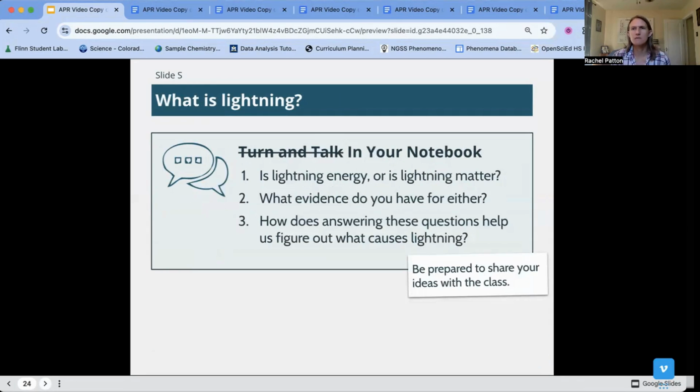Now that you have your model made, take a moment and think about these questions and jot down your ideas in your notebook. Is lightning energy, or is lightning matter? What evidence do you have for either? What evidence do you have that lightning is matter? What evidence do you have that lightning is energy? And how might answering these questions help us figure out what causes lightning? So pause here and answer these questions in your notebook. And then when you're done, resume the video so you can move on.